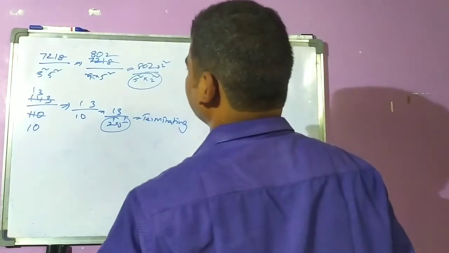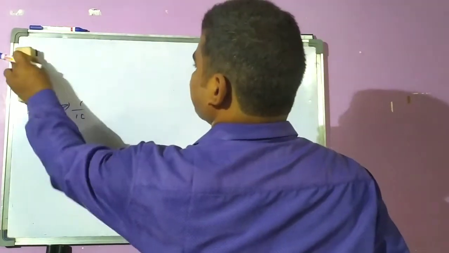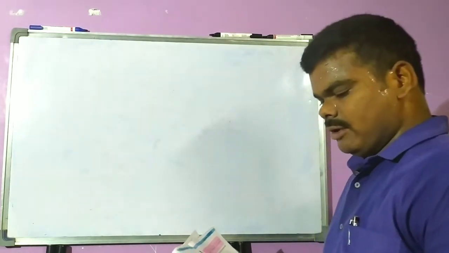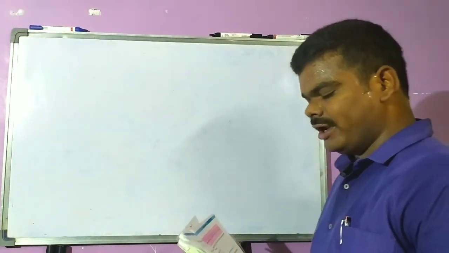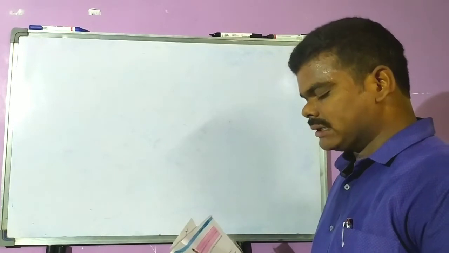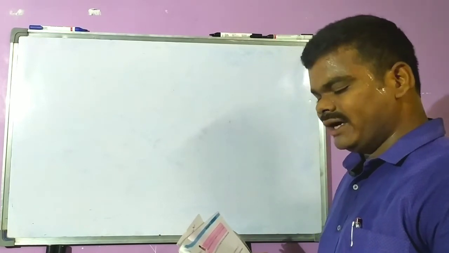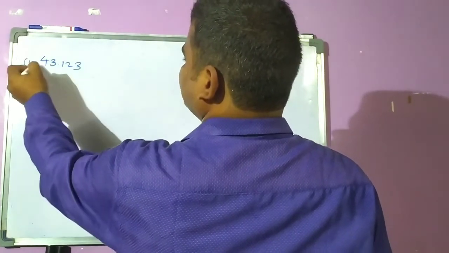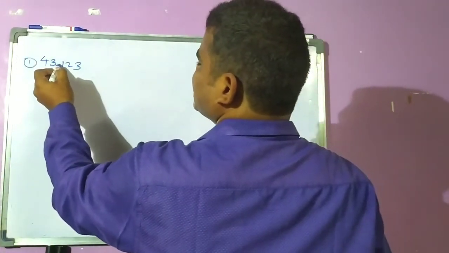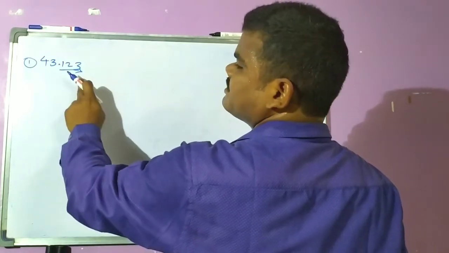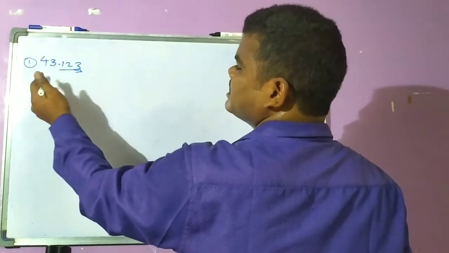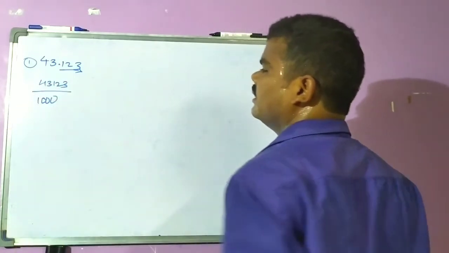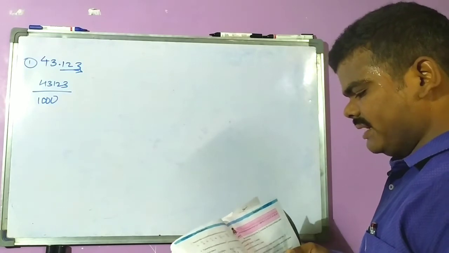Next, fourth bit. Express the following decimals in the form of p by q and write the prime factors of q. What do you observe? 43.123, first one. After the decimal, three numbers are there, no? So it is 43123 by 1000. Right? P by Q form only.